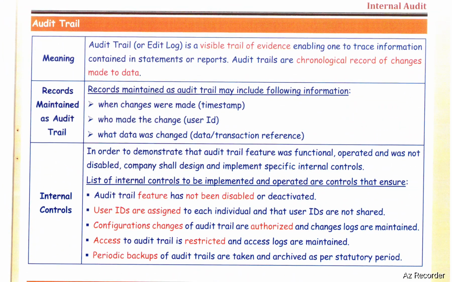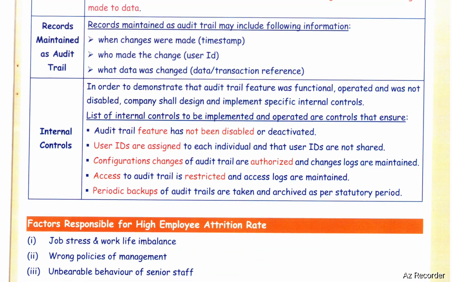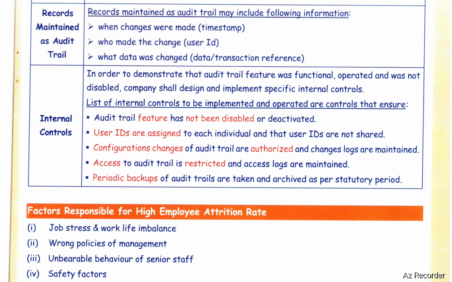Next, audit trail. An audit trail, or edit log, is a visible trail of evidence enabling one to trace information contained in statements or reports. Audit trails are a chronological record of changes made to data. Records maintained in an audit trail may include the following information: when changes were made, that is the timestamp; who made the changes, the user ID; what data was changed, the data or transaction reference.